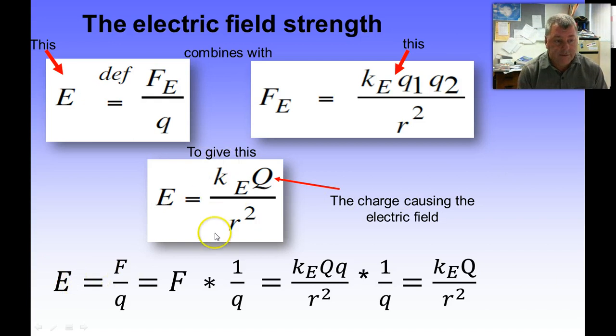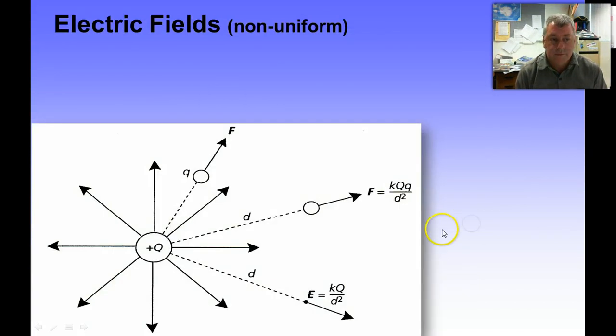And where does this one come from? Well, we've got this one. We rearrange E equals F on Q to being F times 1 on Q. Substitute F for K Q1 Q2, where instead of using Q1 Q2, we use capital Q and small q, and these q's, little q's, cancel. So we don't need a charge to work out the force in this case. We only need the charge causing the electric field.